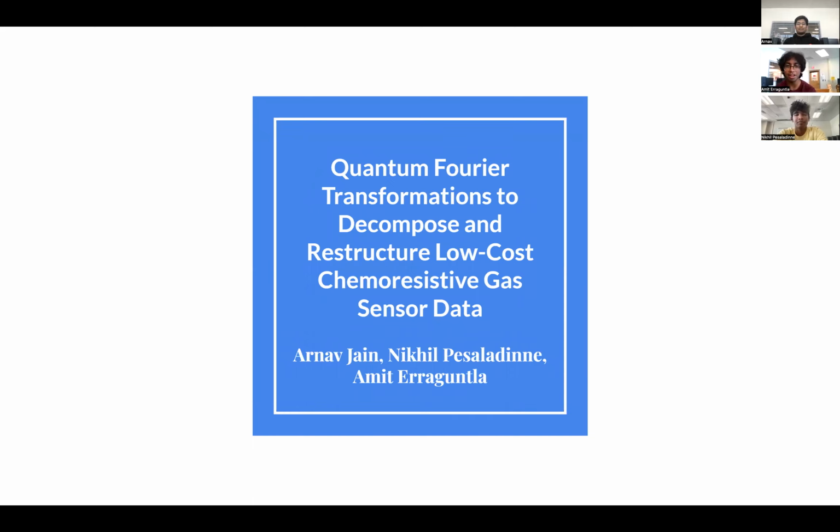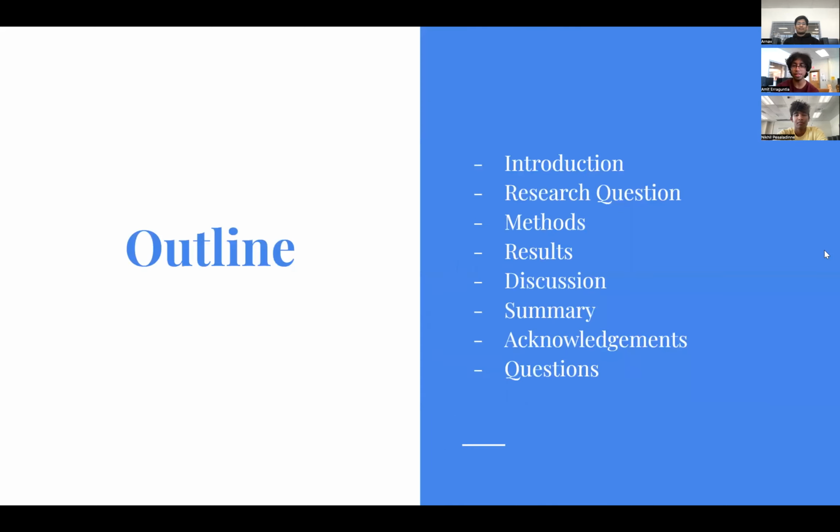And today we'll be presenting on our application of quantum Fourier transforms to decompose and restructure low-cost chemoresistive gas sensor data. So we'll be going through our entire research process and how we came up with this project idea.